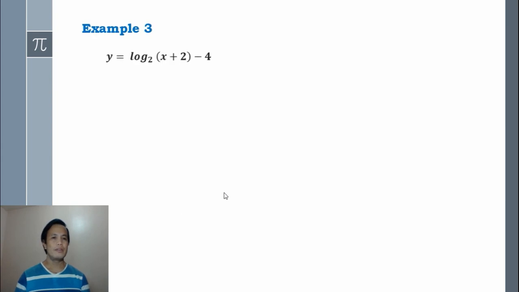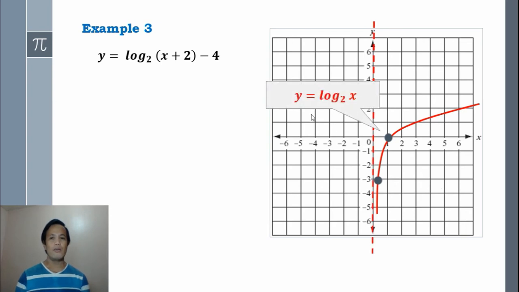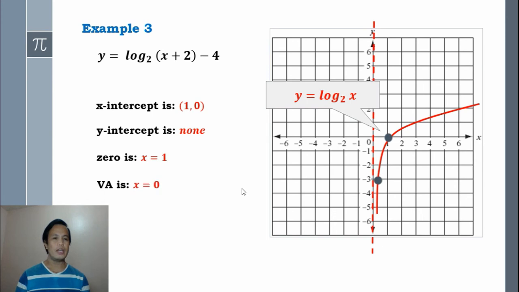Another example. What if we are to plot the graph of this function: y equals log of x plus 2 base 2 minus 4? So again, let us have the reference graph, which is the general form, y equals log of x base 2. We have again our x-intercept, the y-intercept, the zero, and the vertical asymptote are the same because we have the general form. So what if we are to plot the graph of y equals log of x plus 2 base 2, excluding the vertical translation?